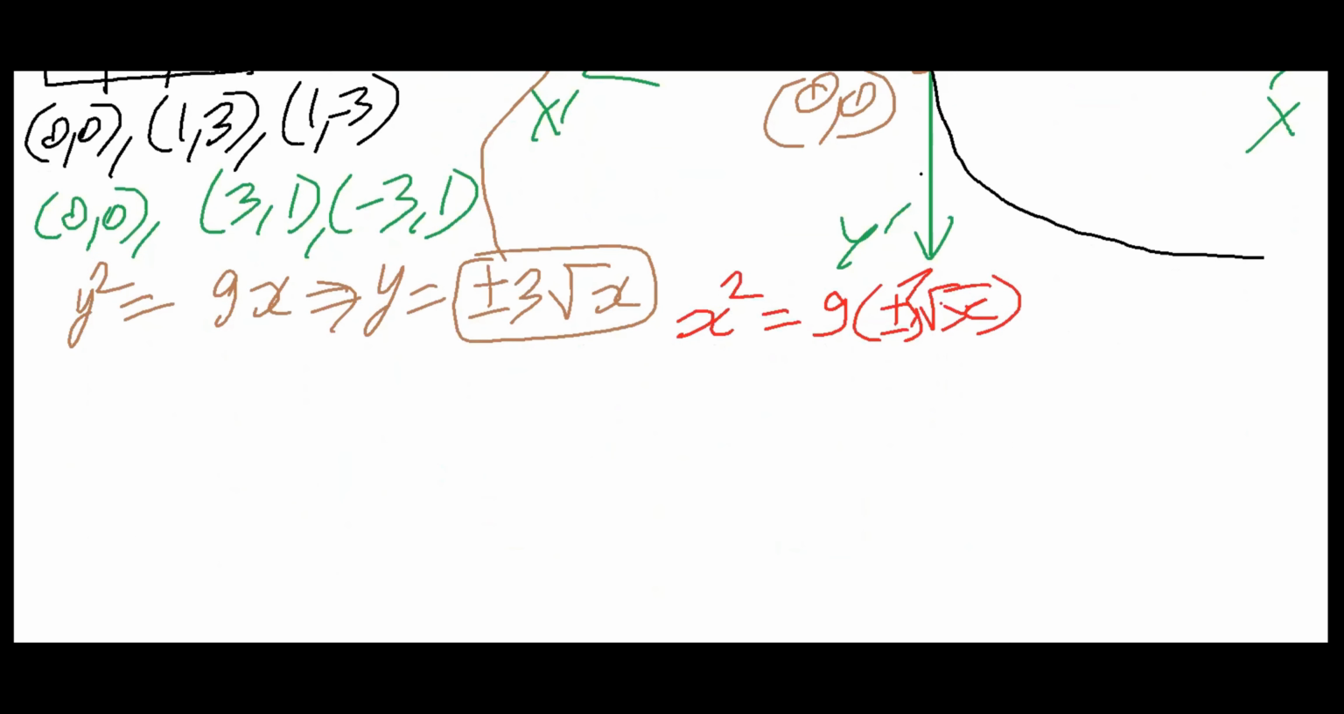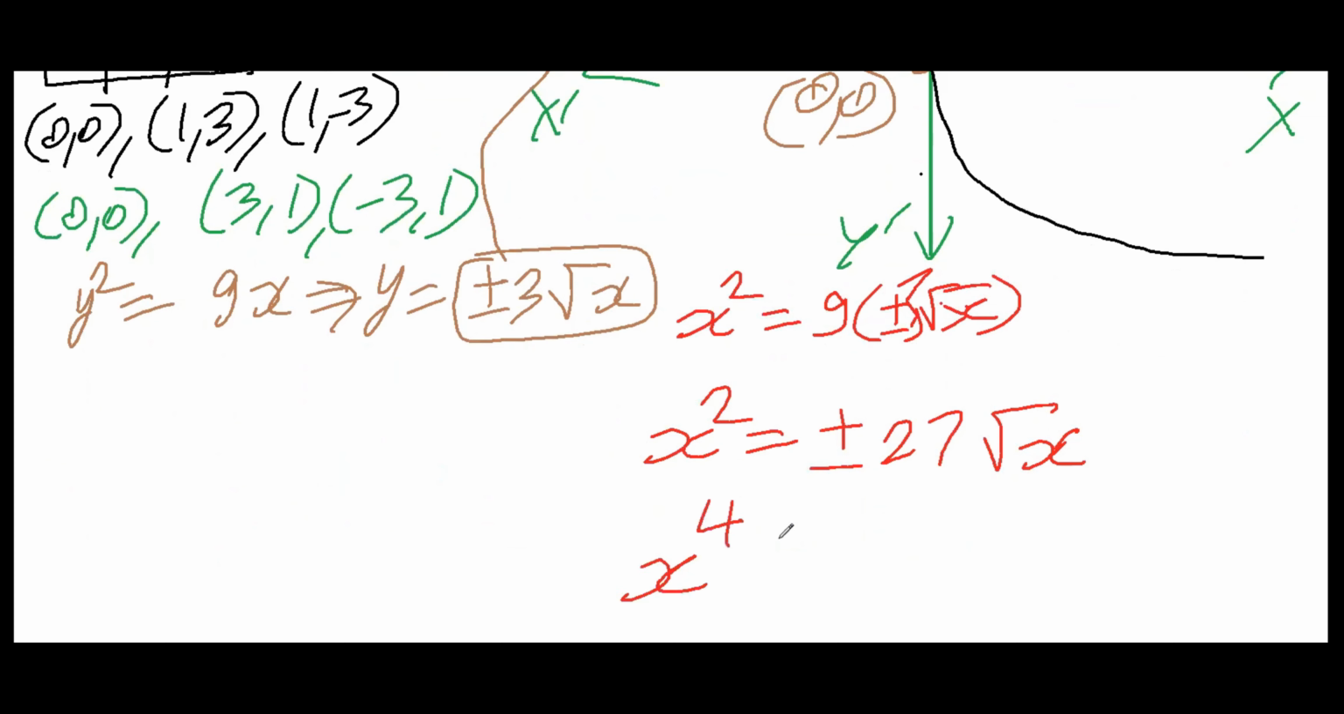So next you will get x square is equal to plus or minus 9 3 is 27, 27 root x. I need to find the value of x. So what I will do? I will go into squaring on both the sides. So when I do squaring on both the sides, what will I get? I will get x to the power of 4 is equal to 27 the whole square, and here I will get only x.